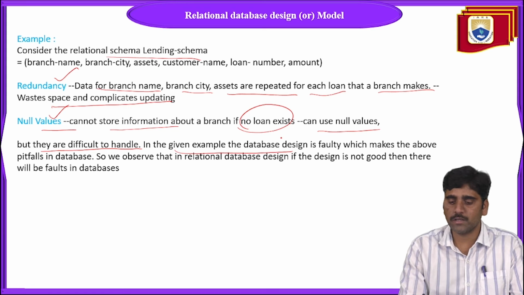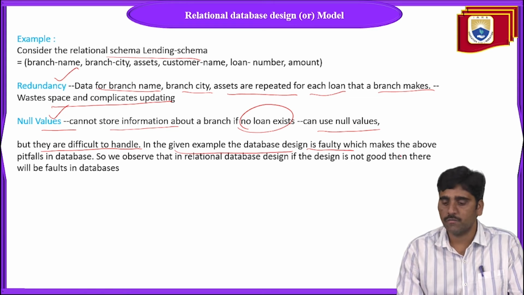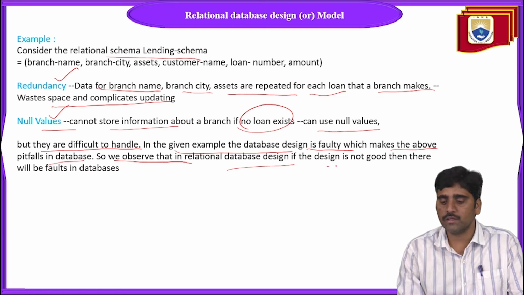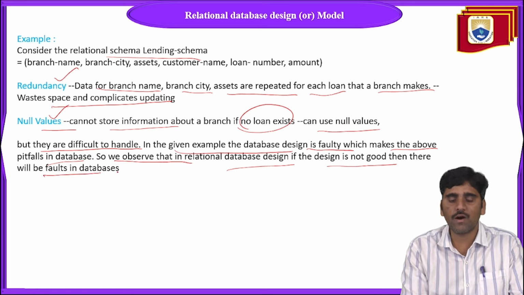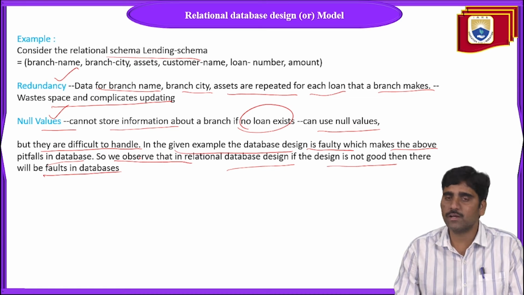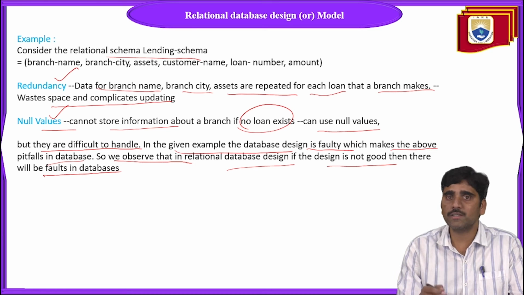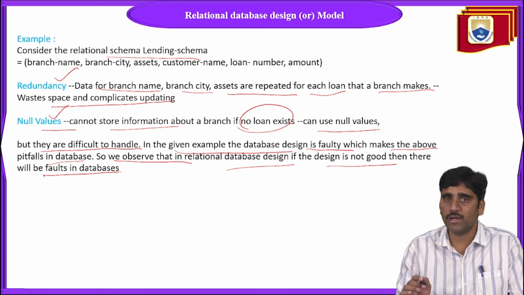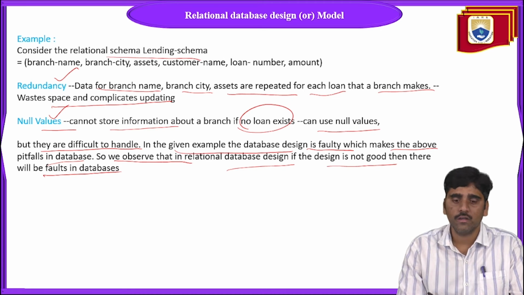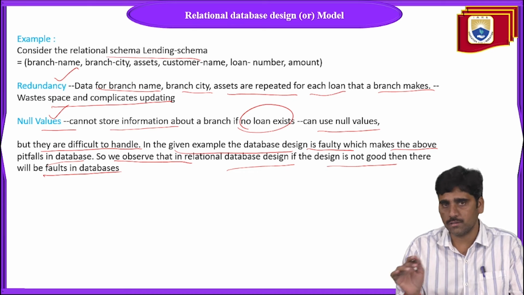In the given example, the database design is faulty, which causes the above pitfalls in the database. So we observe that in a relational database design, if the design is not good, then there will be faults in the database. Definitely we can say that if the design of the database is not good, the database leads to redundancy and inconsistency. But whenever the database design is good, the database maintains consistency and does not have redundancy.